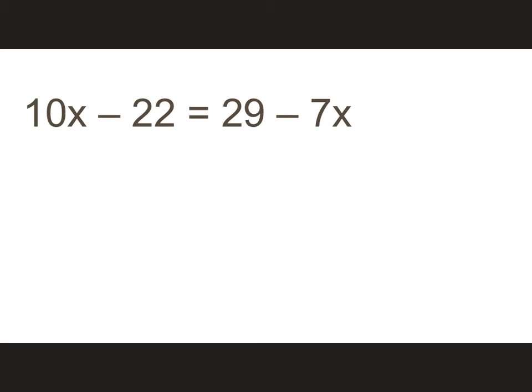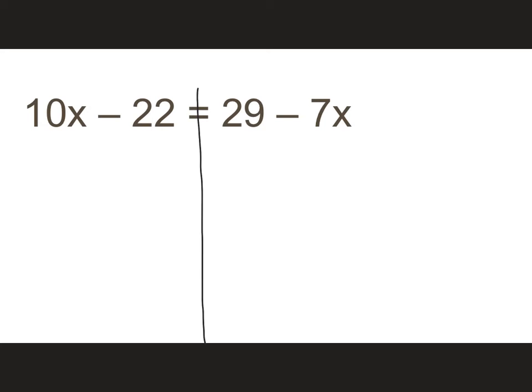This next problem says 10x minus 22 equals 29 minus 7x. Again, guys, checklist. First thing on that checklist, and you wrote it down so you can refer back to it, is to remove any parentheses. We have none, so we're not worried about it. Then we need to combine like terms. 10x minus 22 has no like terms, so I'm fine on that side. 29 minus 7x also has no like terms.